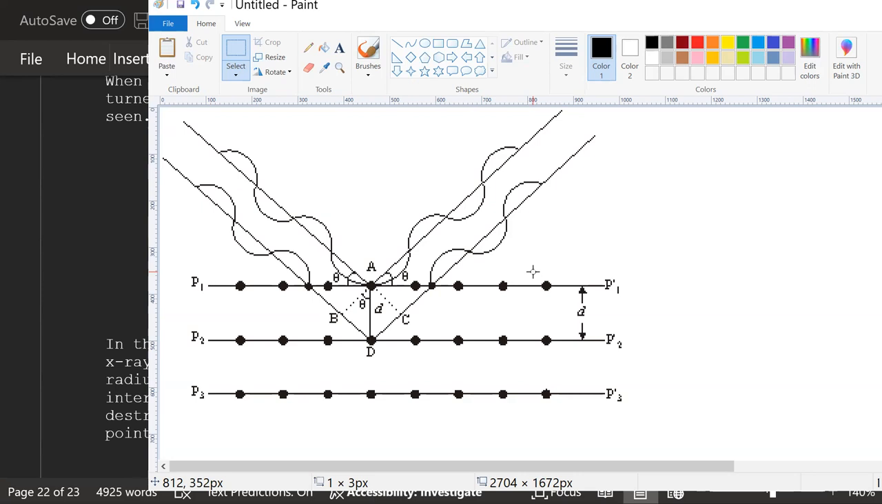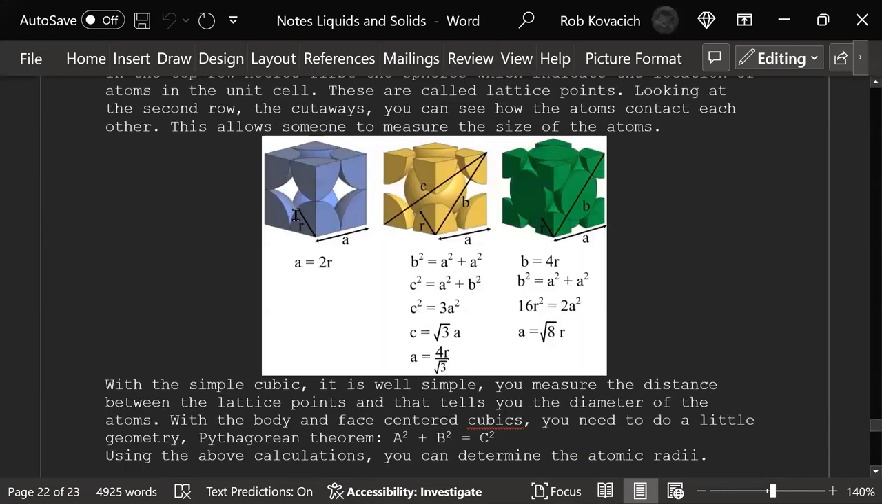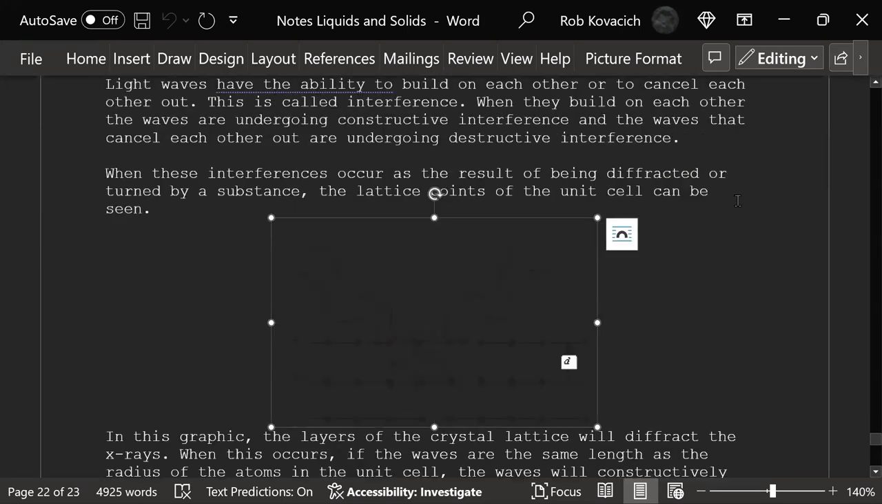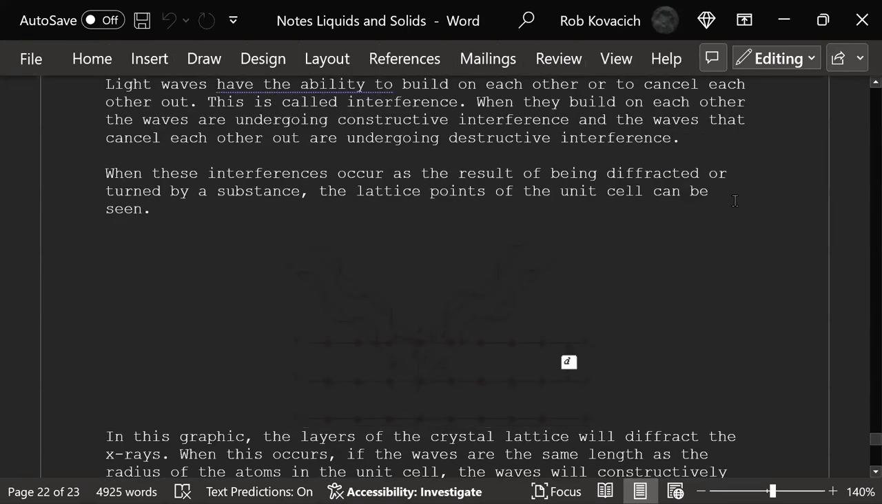And then you can measure the distance between the spots, and that will tell you the distance between the atoms. Or sorry, it'll tell you the distances between the lattice points. The lattice points are going to be these A's from there to there. And so if I know the distance from A to A, then I can figure out the radius of the atoms in any one of these situations. So X-ray crystallography has done a lot for us. It has allowed us to determine the size of atoms, the shapes of different structures, and how different structures can interact with each other.